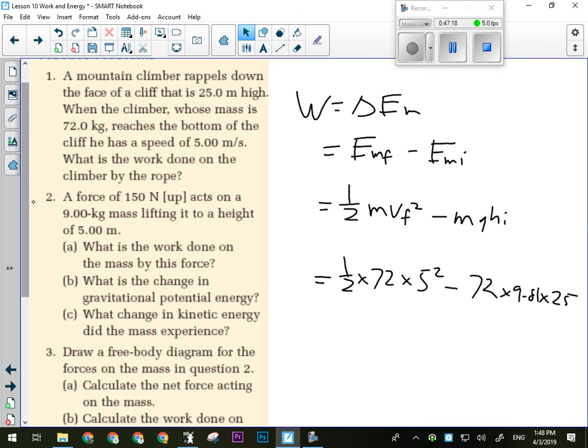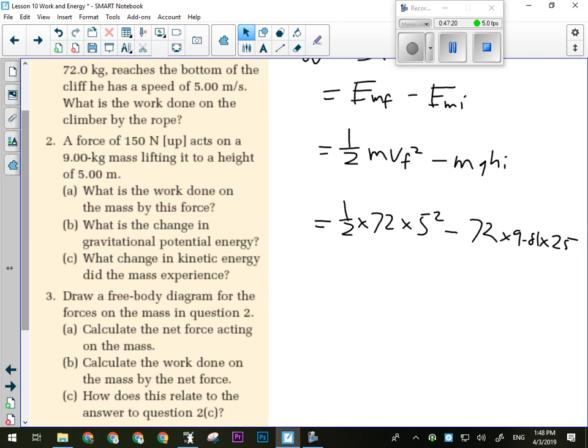Okay. I want you guys to have a look at number 2 here. We've got a force of 150 newtons up, acting on a 9 kilogram mass, lifting it to a height of 5 meters. First part of the question, part A, super easy: just calculate the work done. Then calculate the change in gravitational potential energy, also fairly easy. Then hopefully we'll get a chance to talk about what part C is looking at.